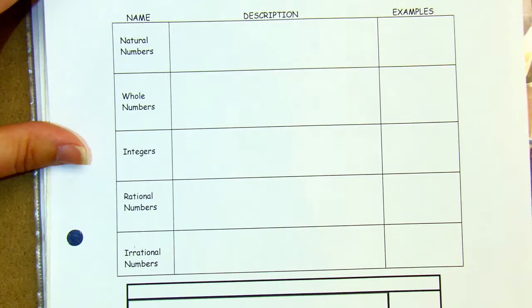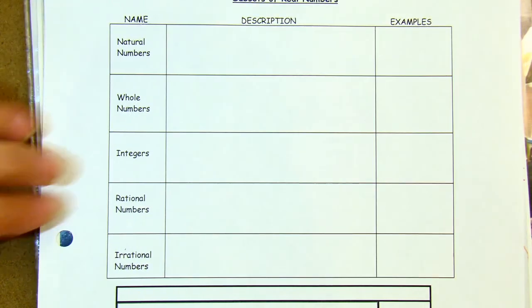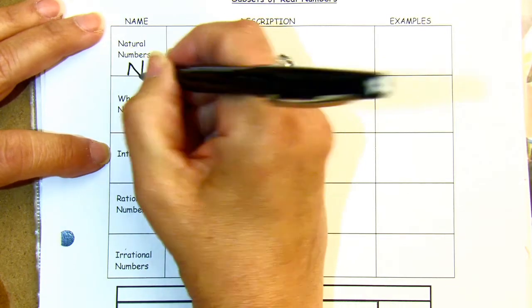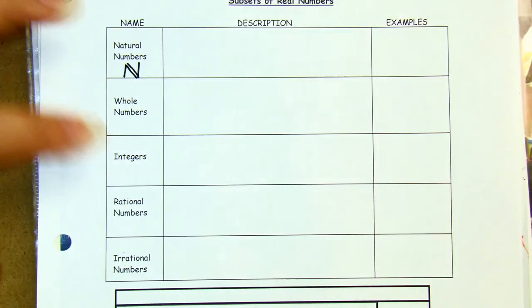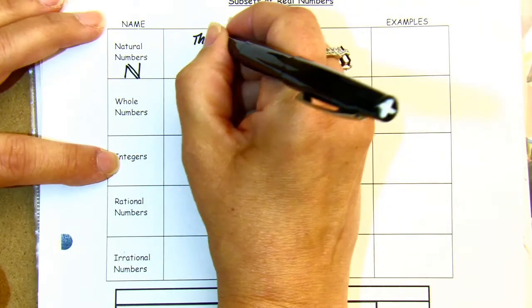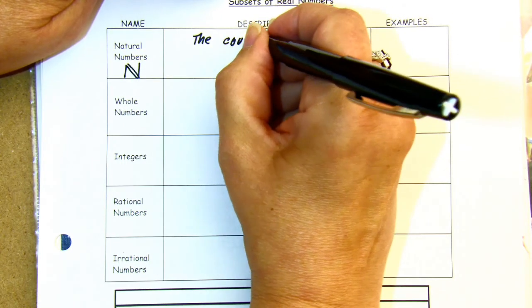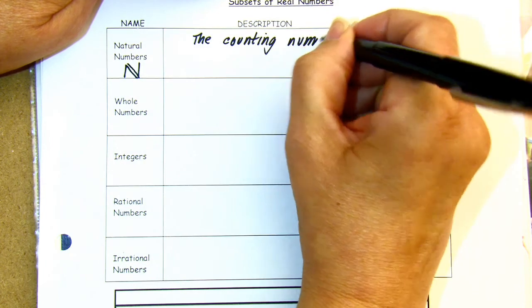The first set, which is the smallest set of real numbers, is the natural numbers. In many textbooks, you'll see the natural numbers represented as a capital N with a double bar. This is what we call the counting numbers, because you naturally start counting with the number 1. So these are our counting numbers.